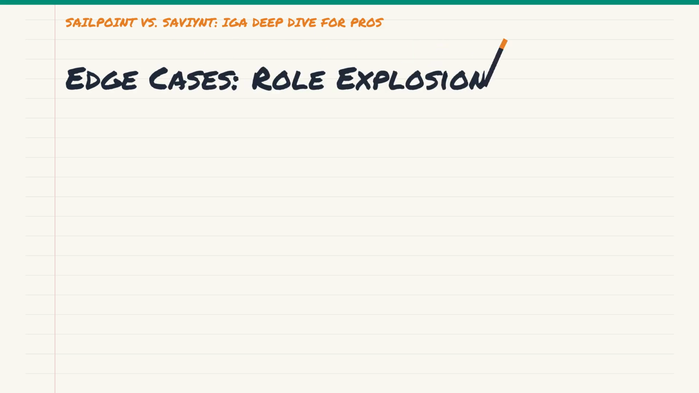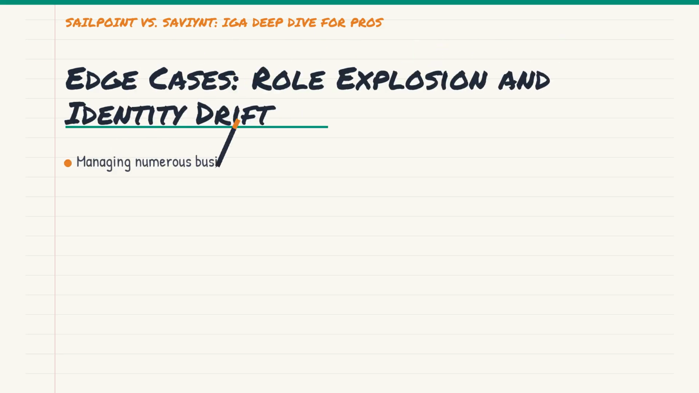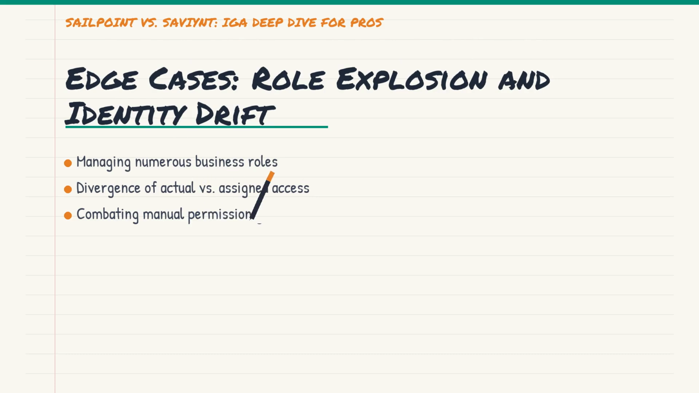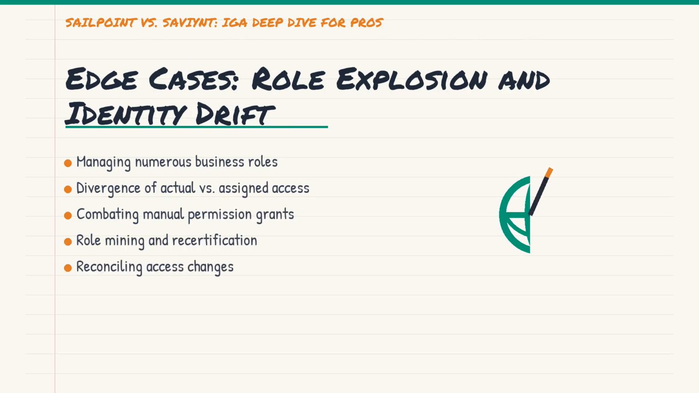Let's talk edge cases. Role explosion happens when you try to map individual permissions to meaningful business roles. This can lead to an unmanageable number of roles.